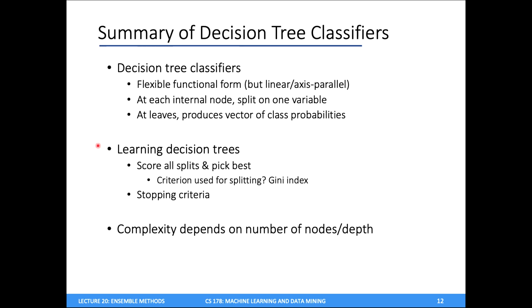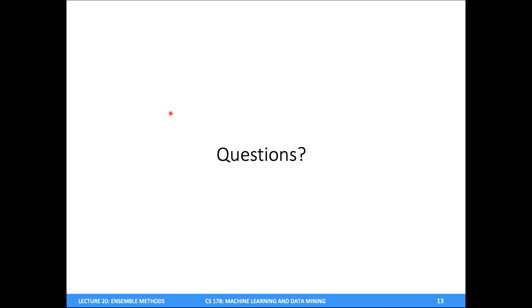We've seen a couple of examples of how you learn decision trees. It's this kind of local, greedy scoring algorithm where we use this Gini index to find the best split. And the time complexity scales with the number of nodes in your tree, the depth of your tree, the number of features you have, and the number of data points you have. Okay, so any questions on decision trees before we start putting them into ensembles?